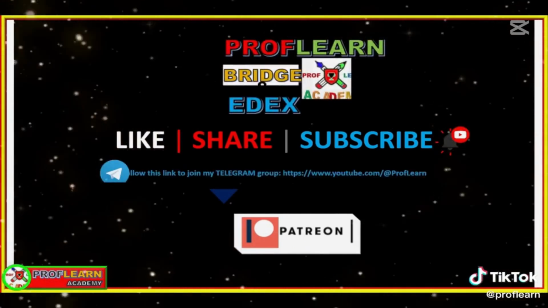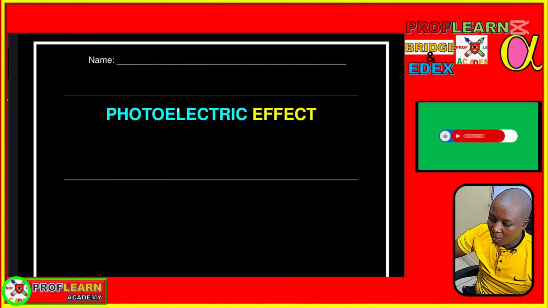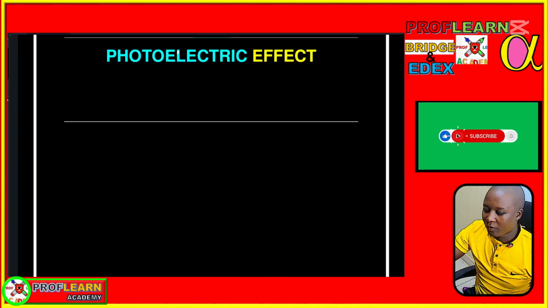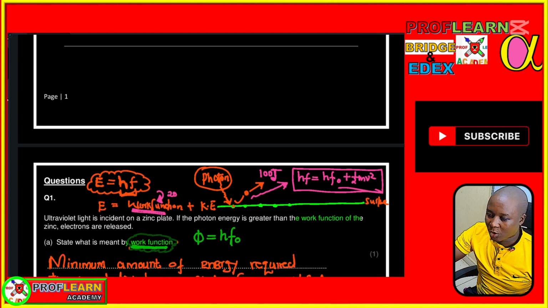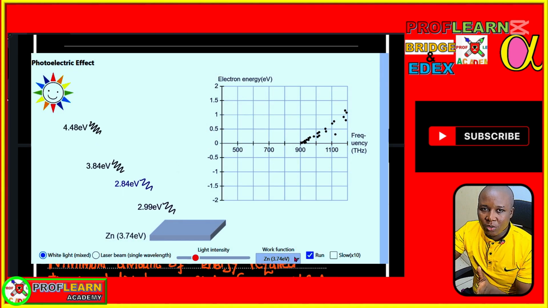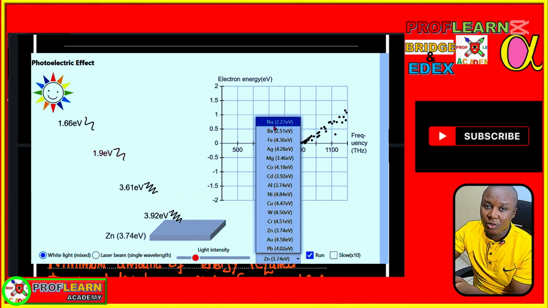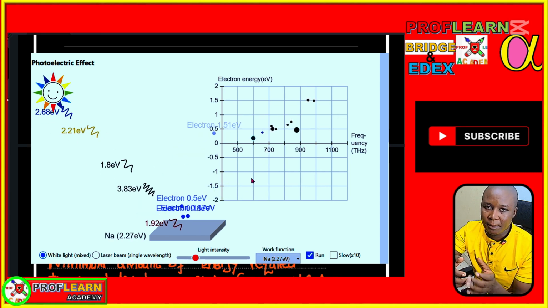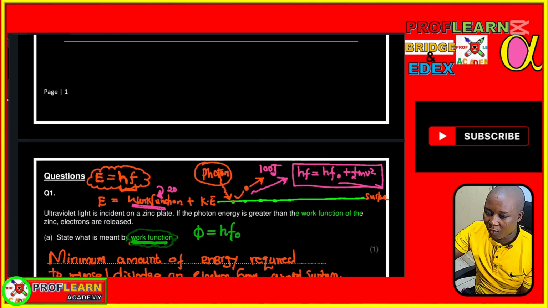Now we need to dive in so that we can get started. In this particular video, we are going to look at one of the questions that was tested and the best way to approach it. So the first thing that we really need to understand is that photoelectric effect is a phenomenon where when light or radiation of a particular frequency is directed on a metal surface, electrons will absorb the energy and they will be dislodged and move away from the surface.